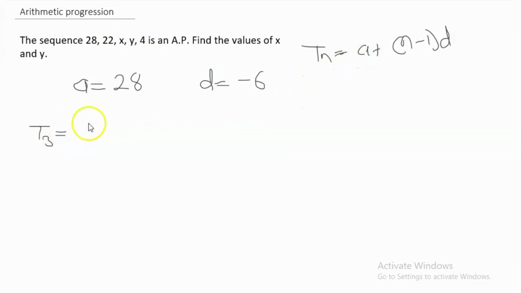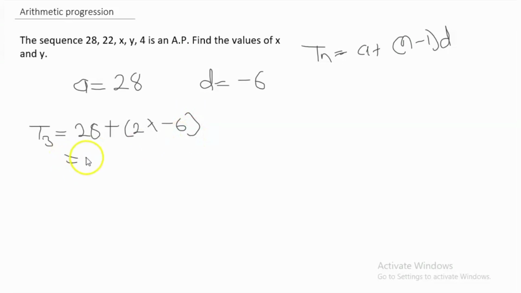Okay, so a is 28. So we just start to fill in the unknowns. So n is 3, so 3 minus 1 is 2. So we might as well just write 2 multiplied by d. Our d is negative 6, so we can write 2 multiplied by negative 6.